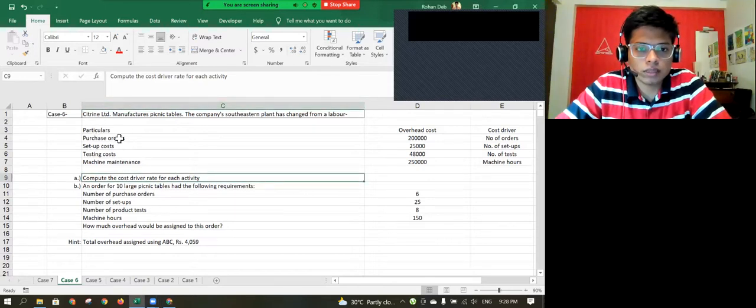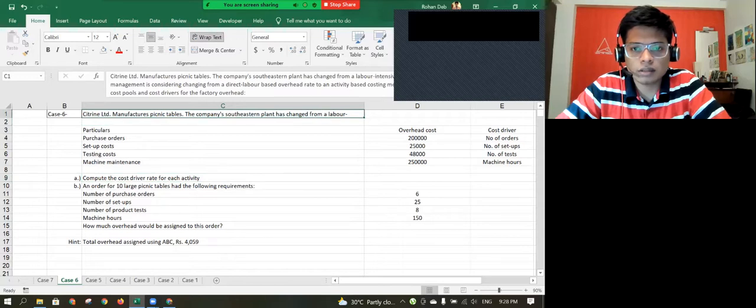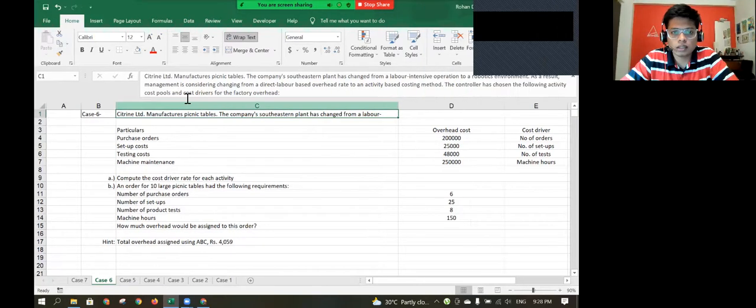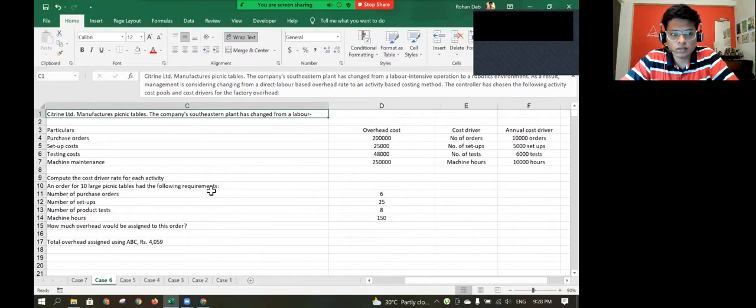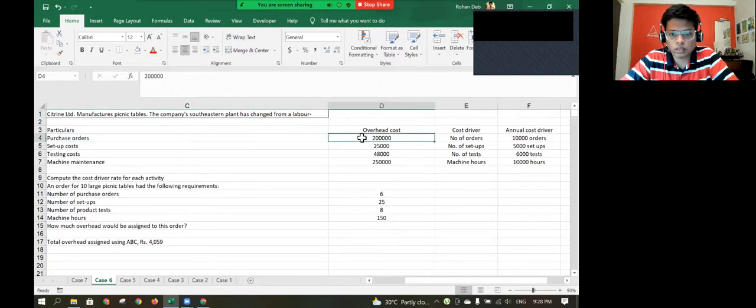Okay, so the company makes picnic tables, and the company's South Eastern plant has changed from a labor intensive operation to a robotic system. As a result, the management is considering changing from direct labor overhead to activity based costing. So what is given to us? The purchase order overhead cost is given to us. The cost driver is given to us. Annual cost drivers are also given to us.